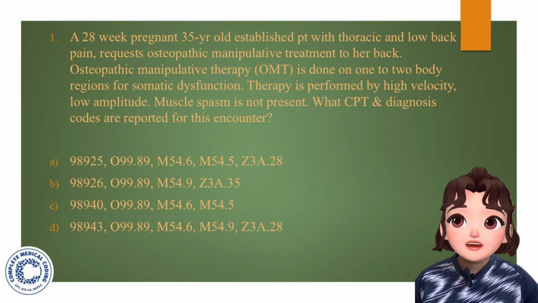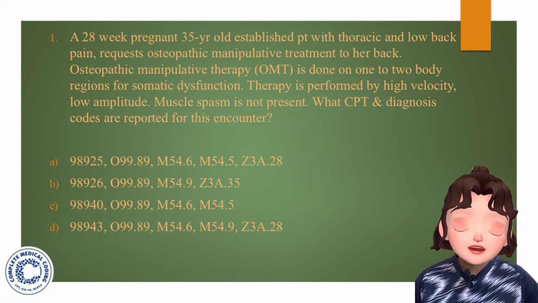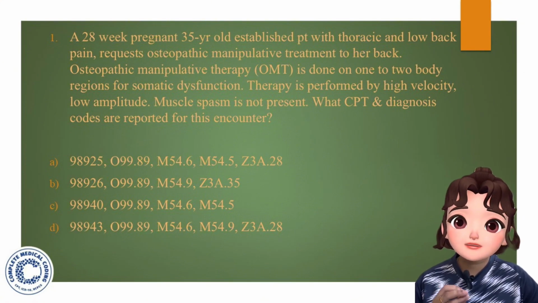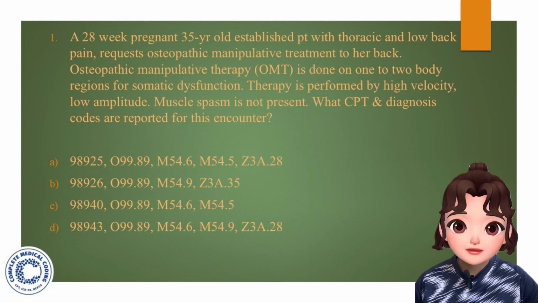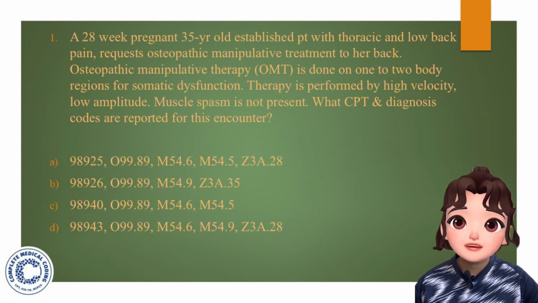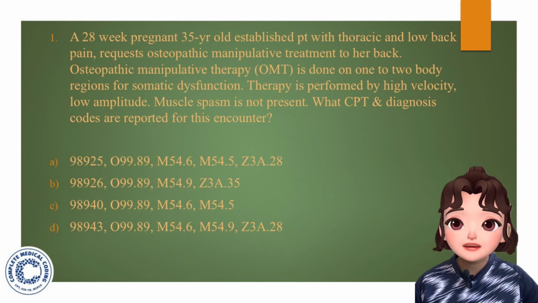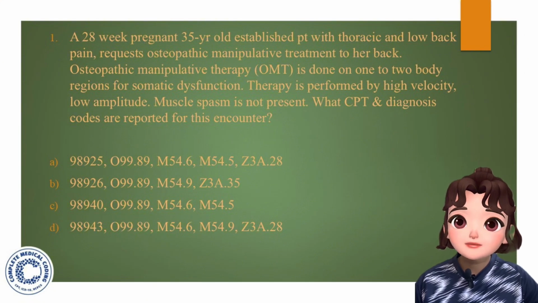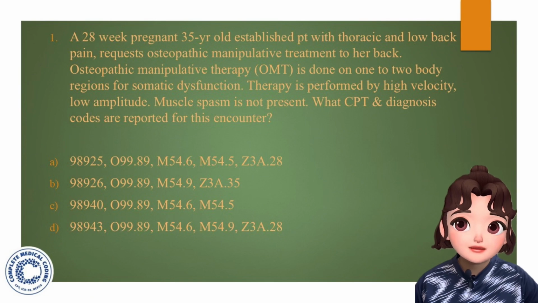So, if you check the options, see, here I am just telling you how to save time for your examination, okay? If you check the code options, you can see the 28 weeks gestation, Z3A.28, is mentioned only in options A and D. In options B and C, nothing is there, and in option B it's 35 weeks. So we can directly skip options B and C.